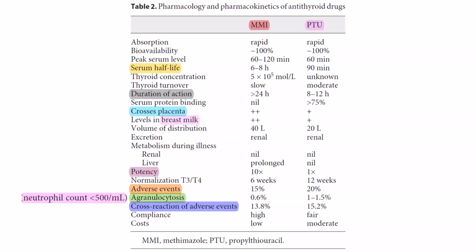So why do we prefer methimazole or carbimazole over propylthiouracil? Because of fewer side effects. Agranulocytosis, which means a neutrophil count less than 500 cells per microliter, is more common with propylthiouracil. And the cross-reaction of adverse events is common, and the compliance, of course, is better with methimazole or carbimazole.